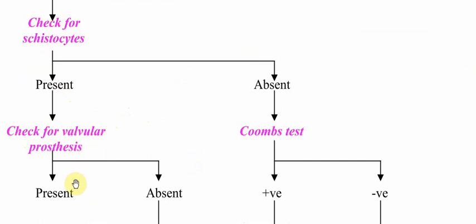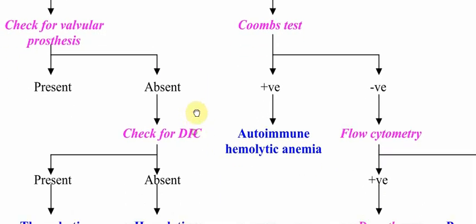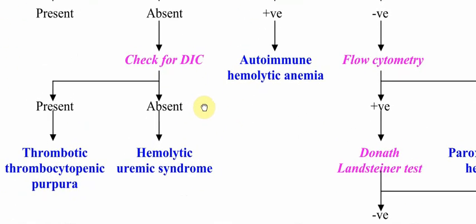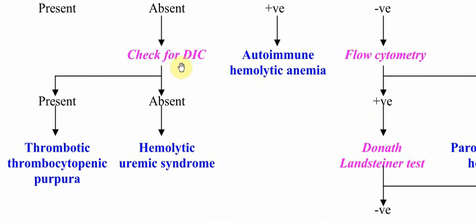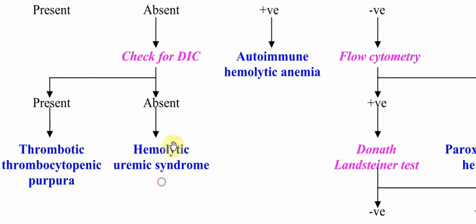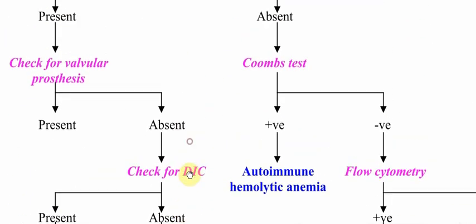If these are present, then we check for valvular processes. If a cardiac valvular process is present, then it is the cause. If she hasn't got any valvular processes, we then check for disseminated intravascular coagulation by doing laboratory tests. If it is present, then the diagnosis is thrombotic thrombocytopenic purpura. If it is absent, then it is hemolytic uremic syndrome. We go back up the algorithm again.